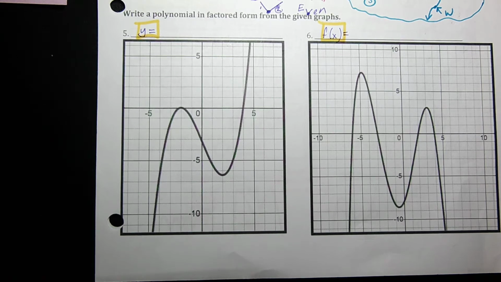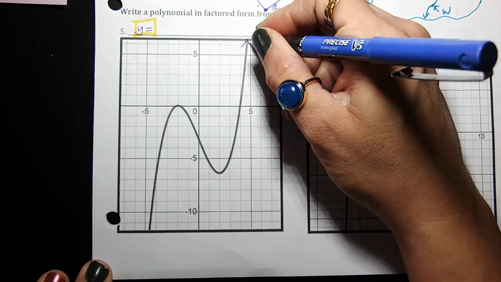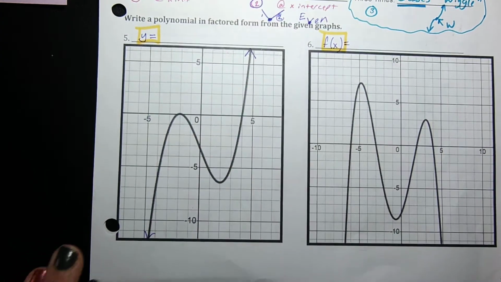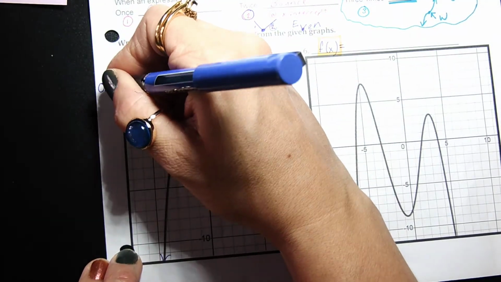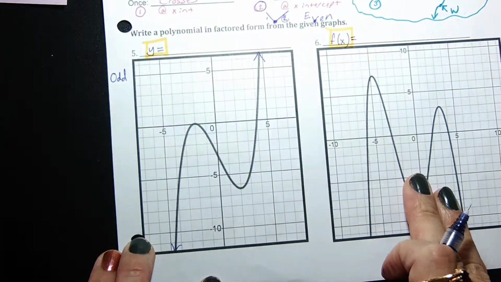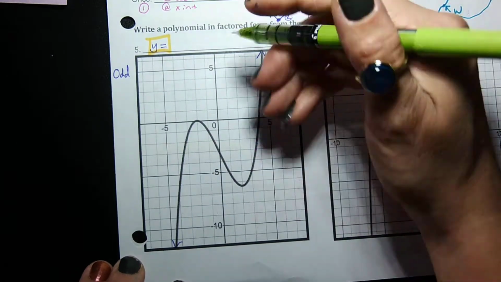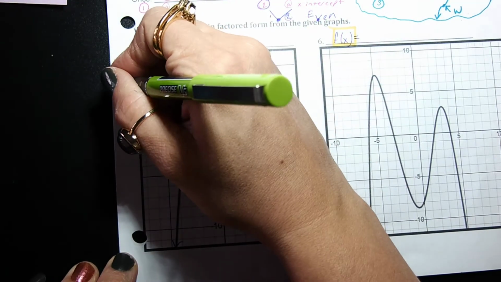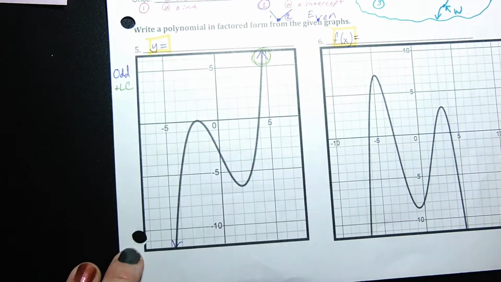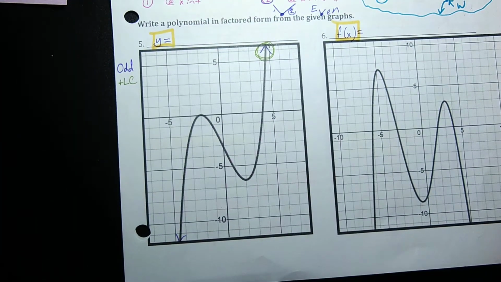Do we know the degree number for this graph? Nope. But do we know if it's even or odd degree? Yes, we do. Our graph is doing the disco dance. This is going to be an odd degree function with a what sign leading coefficient? Positive. Our right arrow is going up, so we will have a positive leading coefficient.